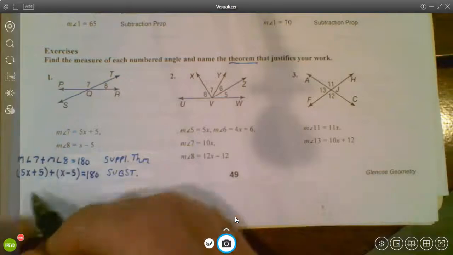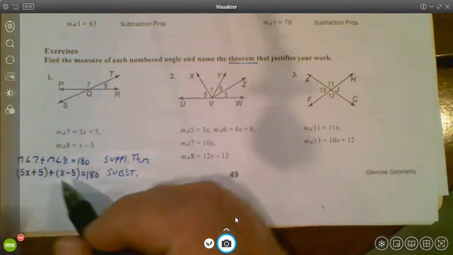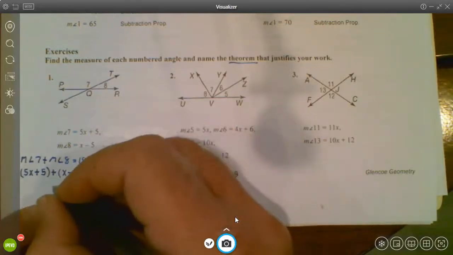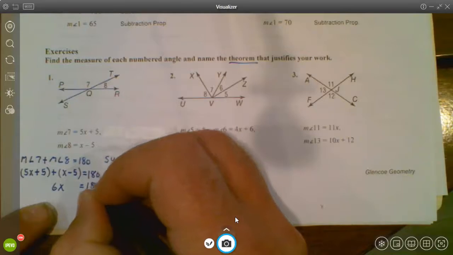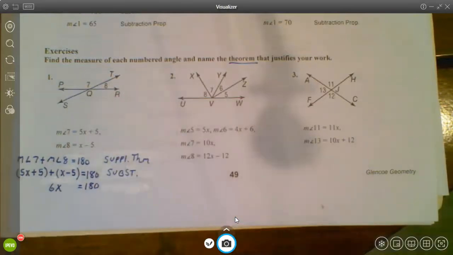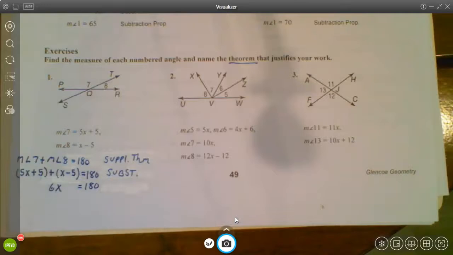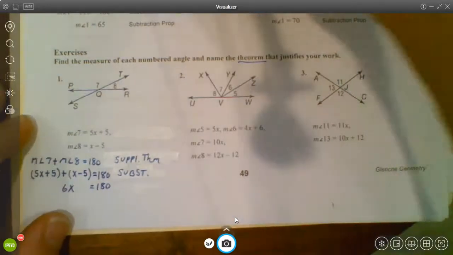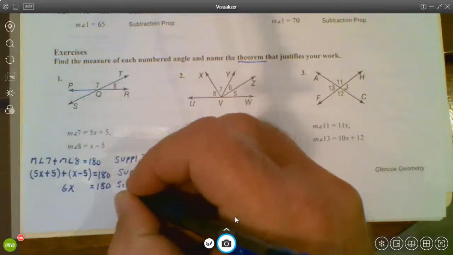From here, I would simplify the left side by combining like terms. So I'm going to get 6x. Those guys would cancel. So I get 6x equals 180. And again, this is that sort of weird step of algebra where the book, for some reason, wants to say that this is substitution. I don't really agree with that, as I've already explained, but I would have said something like simplify or combine like terms, I would have said one of those two things.